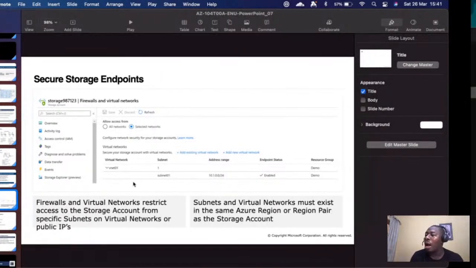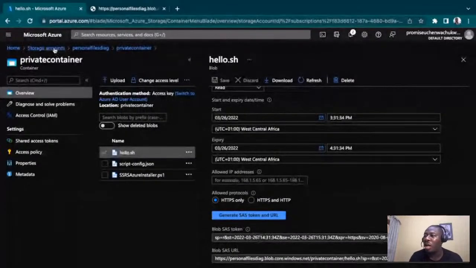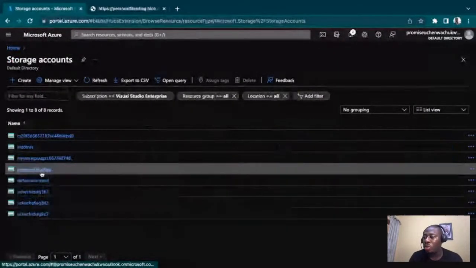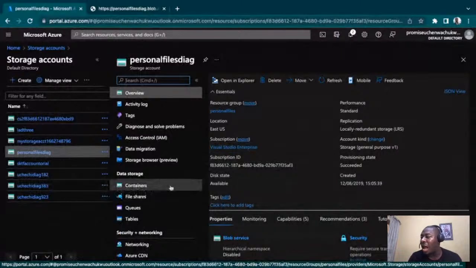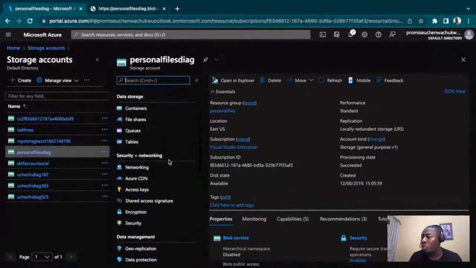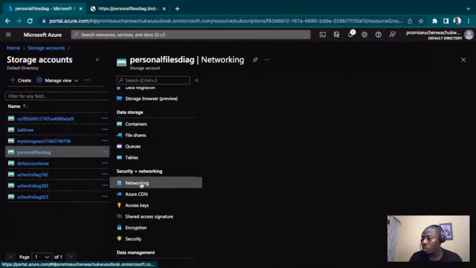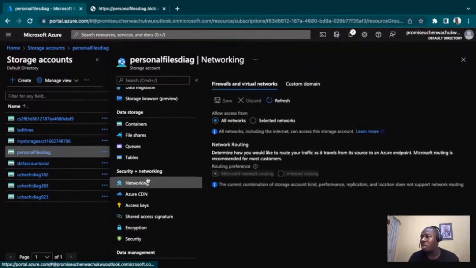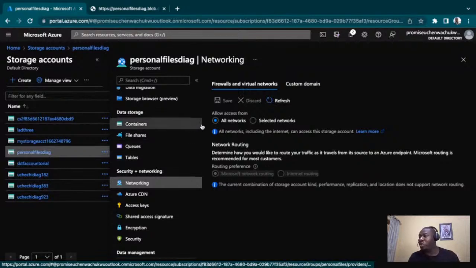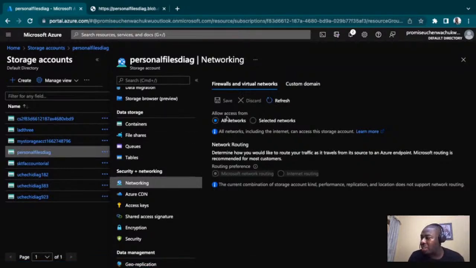So let me show you a live scenario of what I'm talking about. This is my storage account. I go into this storage account and I want to secure it. I come over to networking, right? You can see here security plus networking. Now, if you take a look at this, it says allow access from. What is ticked is all networks. What this means is that any network should be able to reach the storage account. Reaching the storage account does not mean they can access it.